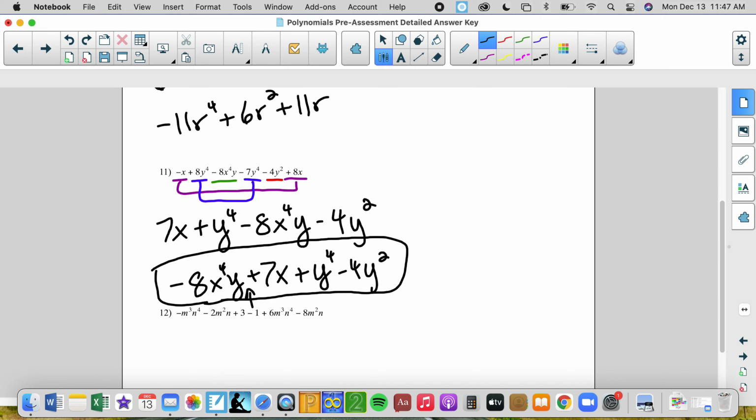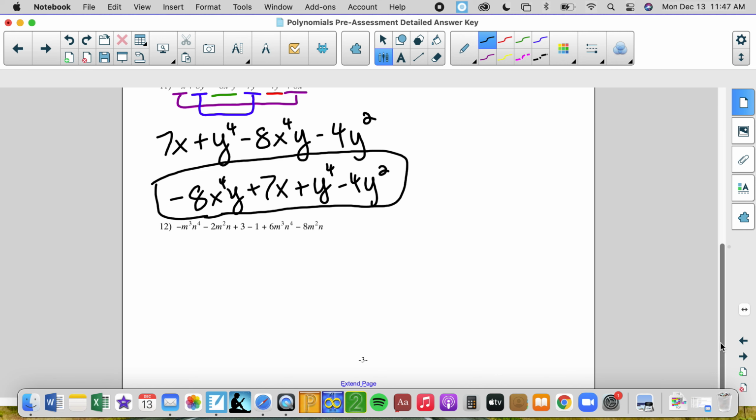Notice this y never came into play because it didn't go to the tiebreaker. First tiebreaker is the first variable. Second tiebreaker is the exponent. If we're still tied, then we go to the next variable in the problem. Let's see if that ever happens.